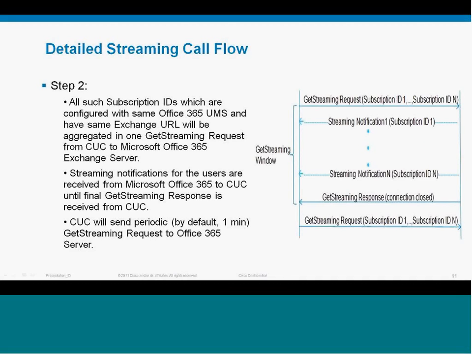Step 2. All the subscription IDs which are configured on the same Office 365 UMS and have the same Exchange URL will be aggregated in one GET streaming request from CUC to the Microsoft Office 365 Exchange server, as can be seen in the diagram. Streaming notifications for the users are received from Microsoft Office 365 to CUC until the final GET streaming response is received from CUC. CUC will send a periodic GET streaming request, by default every 1 minute, to the Office 365 server.